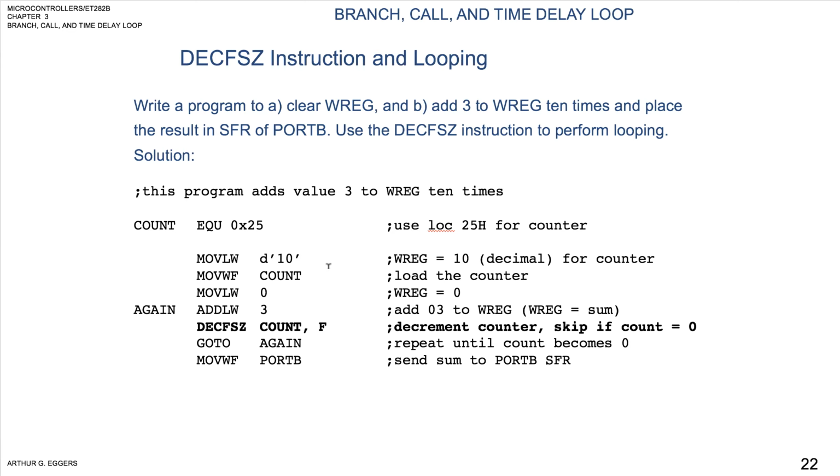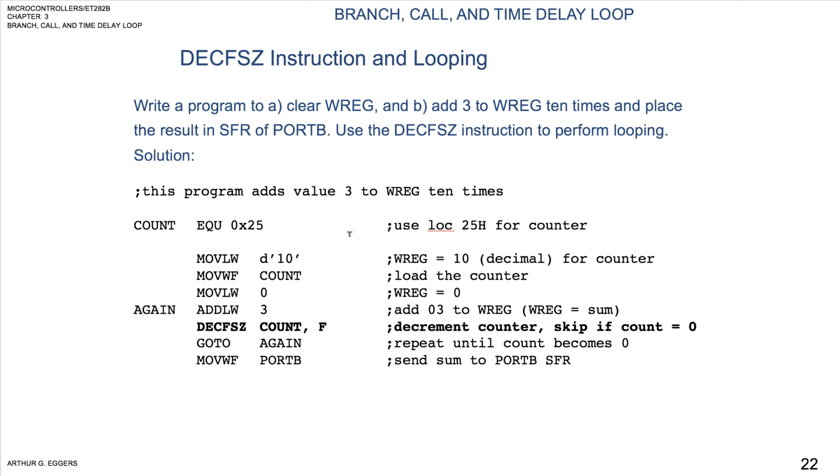Okay, so we've got a sample here of writing a program to do a couple of things. First, we want to write the program to clear the working register, and then we want to add 3 to the working register 10 times and place the result in one of the special file registers of port B. Okay, we're going to use the decrement FSZ instruction to perform looping, and the solution will look something like this.